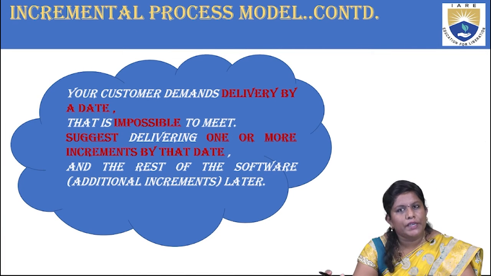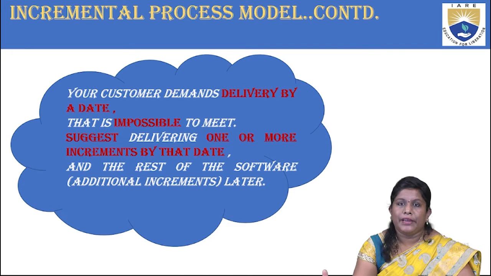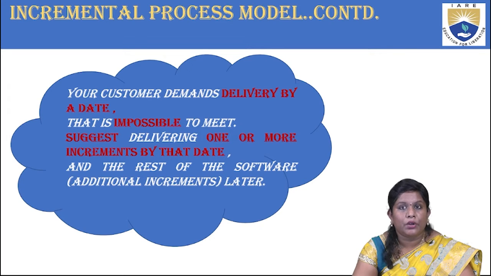Next, you have something over here which states your customer demands delivery by a date, right? Meaning what? You are trying to arrange some party or something, you have planned out everything, and you want everything to be delivered on time. That sometimes is impossible to meet, right? And so it suggests delivering one or more increments by that date.